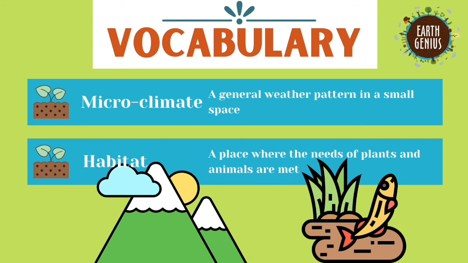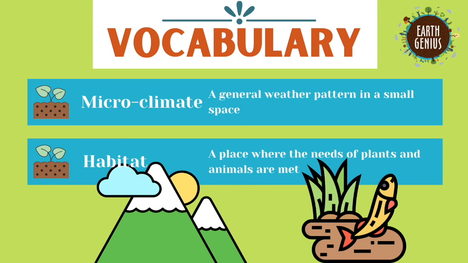Now, we know what a climate is. What do you think a microclimate is? That's right. It's the general weather conditions in a very small, specific area. For example, the microclimate in your front yard might be different than the microclimate at your school, which is nearby.